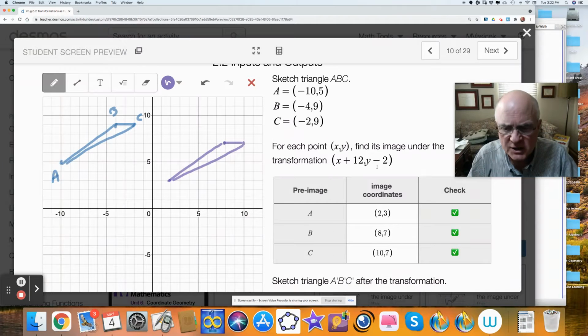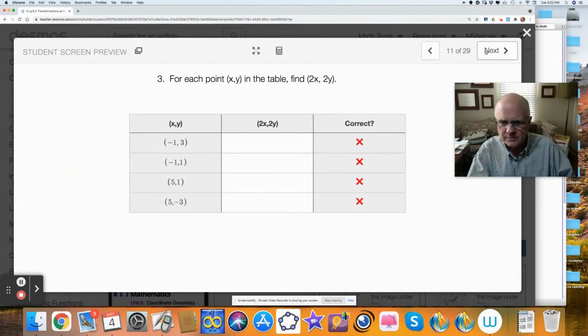This is a translation. This is the way that you would define a translation if these are going to be x's, pluses or minuses of any number to the x and the y. But the x and the y is not being multiplied by anything. It's not changing. And if I change the sign, making it a negative x, it's going to be a reflection. We'll see that next time.